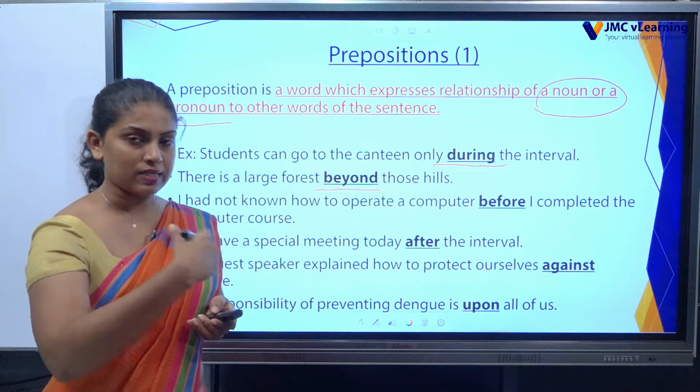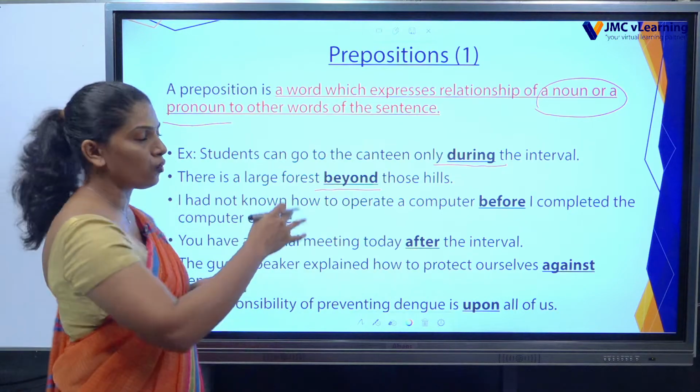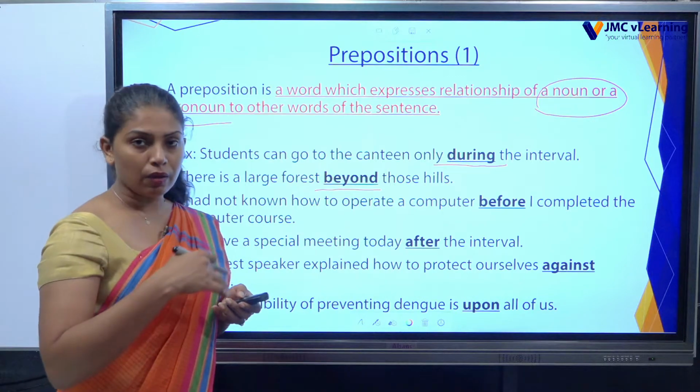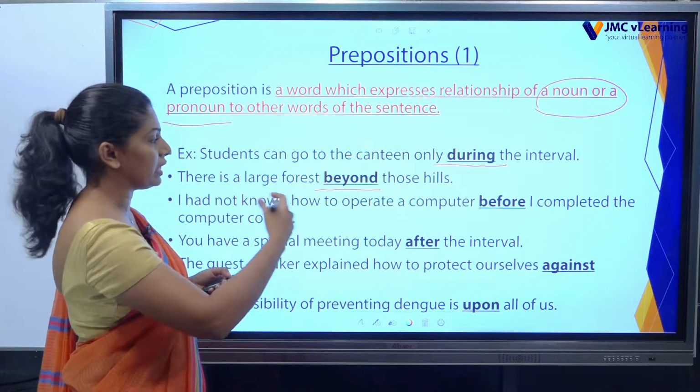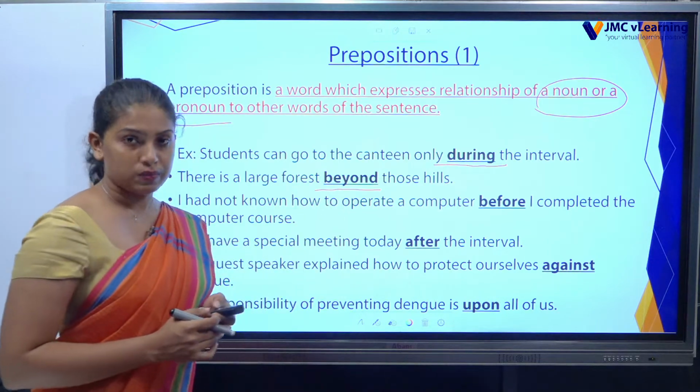Then, there is a large forest beyond those hills. After the hills, what can we see? We can see a large forest beyond those hills. So after the hills we can see the forest. So here beyond is the preposition.